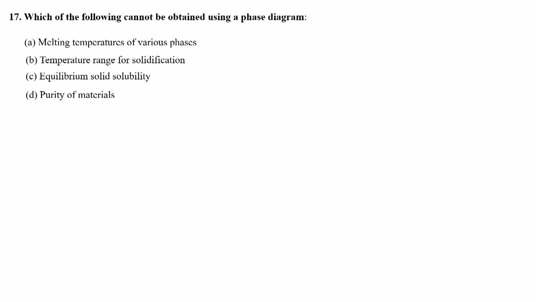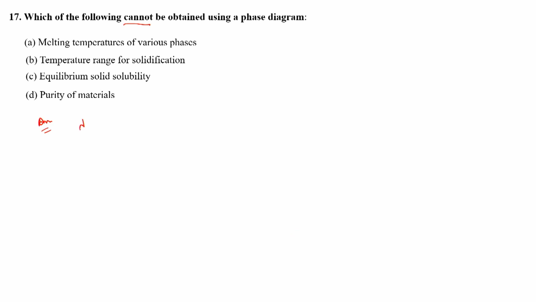So, problem number 17: which of the following cannot be obtained using a phase diagram? Melting temperatures of various phases, that is always obtained, right? It says it cannot be. So we get melting temperature of various phases. Then the temperature range for solidification, this also we get. Equilibrium solid solubility, that also we get. Purity of material we don't get.